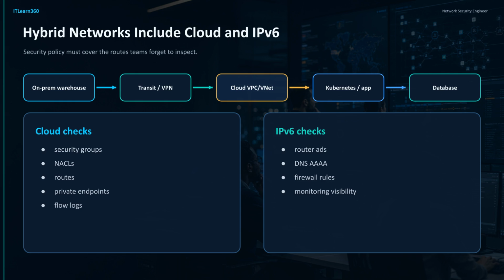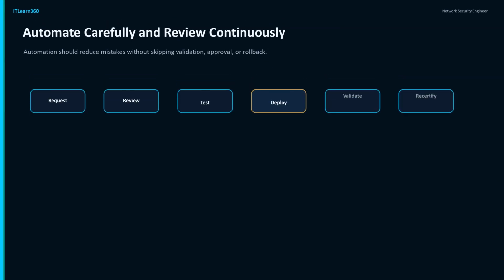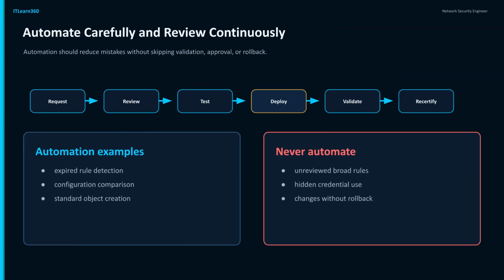Because hybrid environments are complex, automation can help, but only when it preserves review, validation, and rollback. Automation should reduce repetitive errors without removing human judgment from risky changes. Useful examples include detecting expired rules, comparing configurations, identifying drift, and creating standard objects from approved templates.